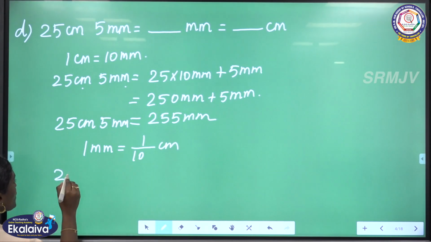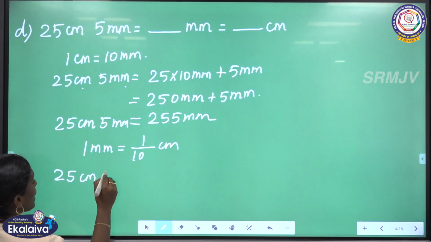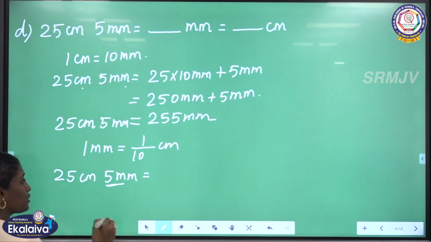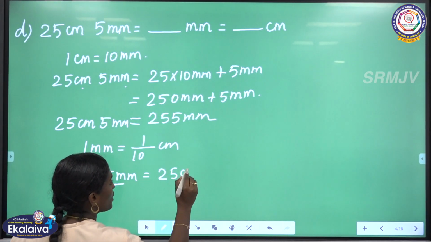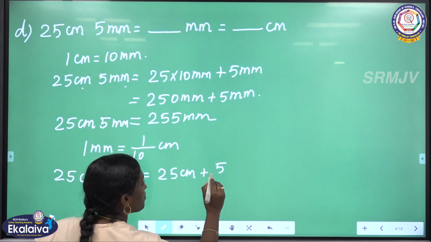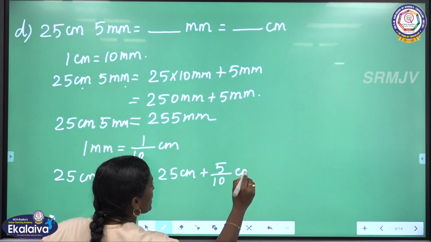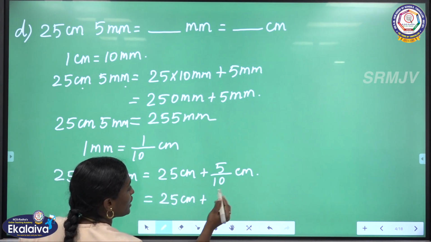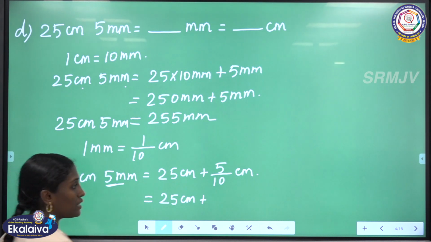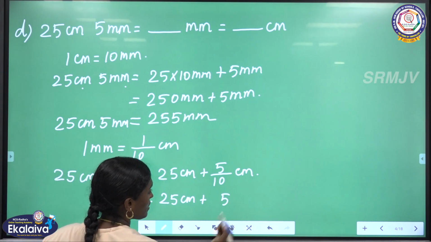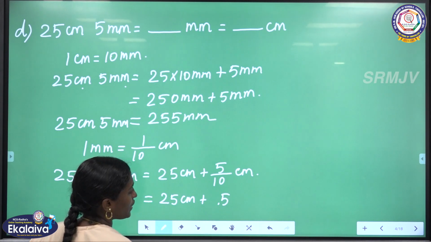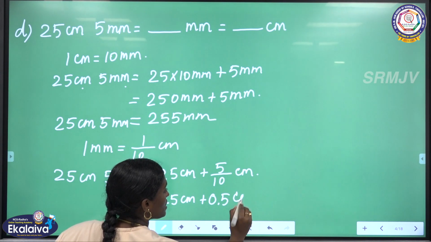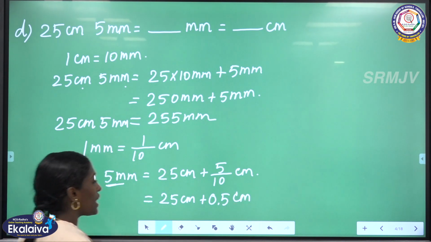1 millimeter is equal to 1 by 10 centimeter. Here the given measurement is 25 centimeter and 5 millimeter. So we are going to convert 5 millimeter to centimeter. So 25 centimeter plus 5 by 10 centimeter. In the denominator 1 zero is there, so we need 1 decimal place. So for 5, before one digit we have to keep the decimal point, then it will become 0.5 centimeter. Now we have to add these two.